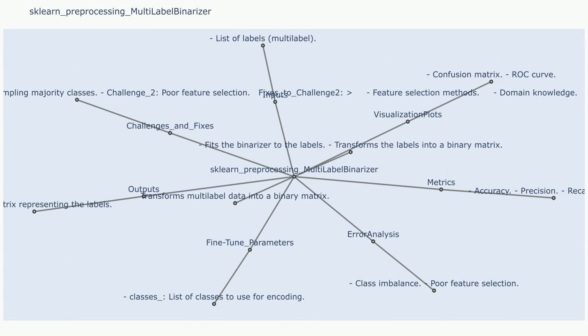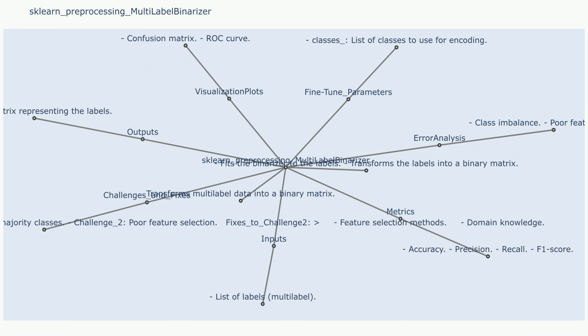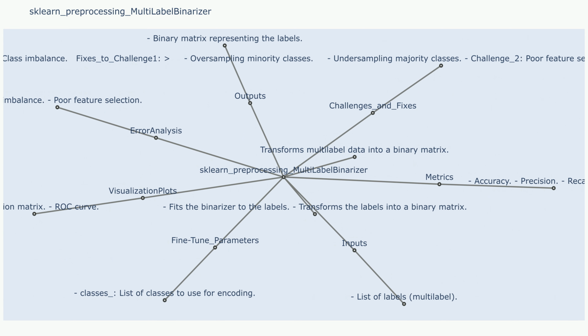Challenge 2: the MultiLabelBinarizer can produce a very sparse output matrix, which can be inefficient for certain algorithms. Sample use case that resulted in challenge 2: a dataset with a high proportion of samples with a small number of labels. Fixes to challenge 2: consider using a different encoding scheme that produces a less sparse representation, such as a one-hot encoding.